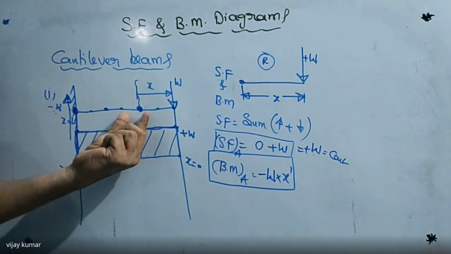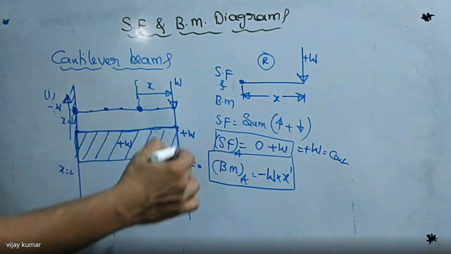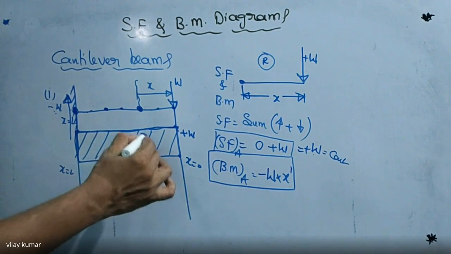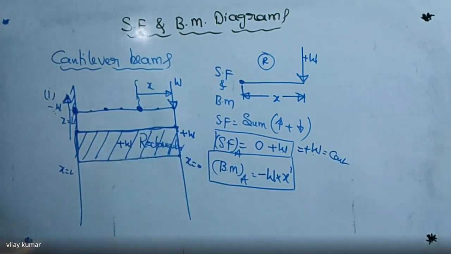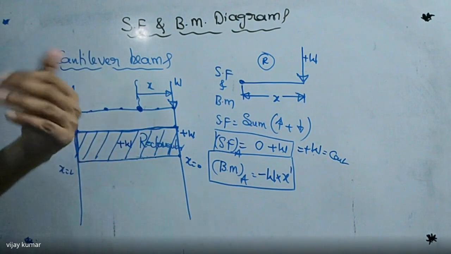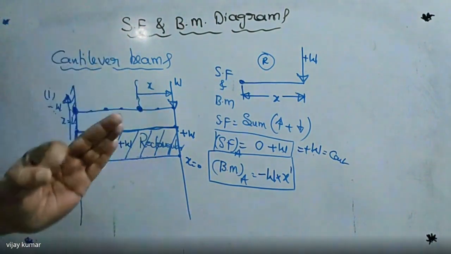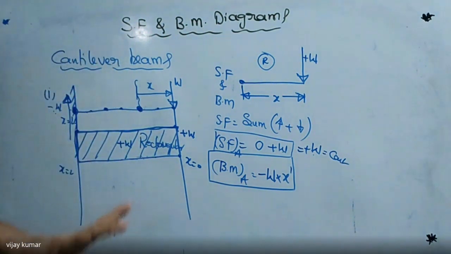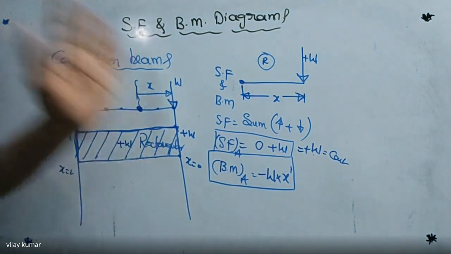We can apply it at this point also, at this point also. But what is the shape we get now here? It is in the form of a rectangular shape. So what I am saying here: if you take any beam, cantilever beam or simply supported beam, overhanging beam, continuous beam, if the beam is subject to point load, that beam's shear force diagram is a rectangle.